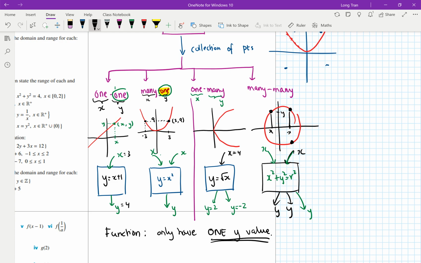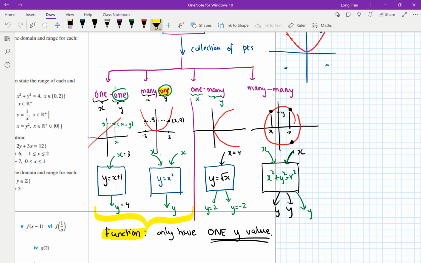This is why these first two are what we call a function. See, that's why this is a quadratic function. A many-to-one is a type of function. It's a many-to-one function, which is a relation. And this is a one-to-one function, which is why we call it linear function, quadratic function.